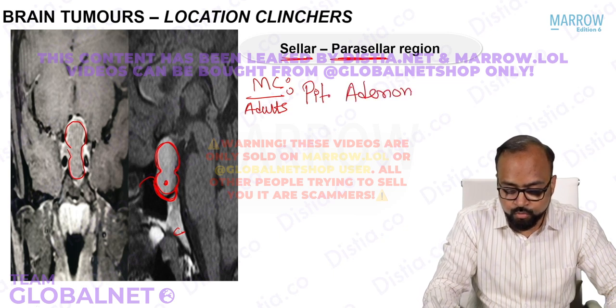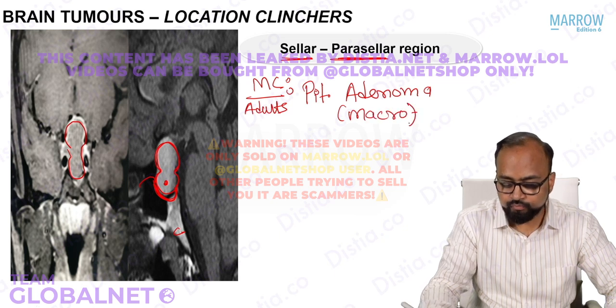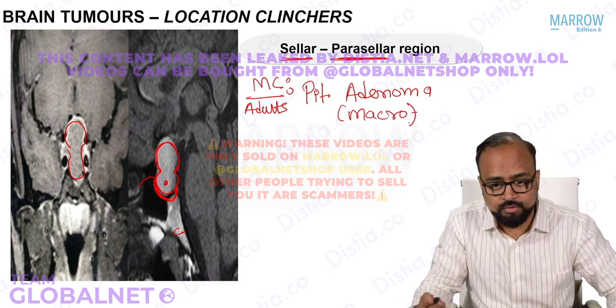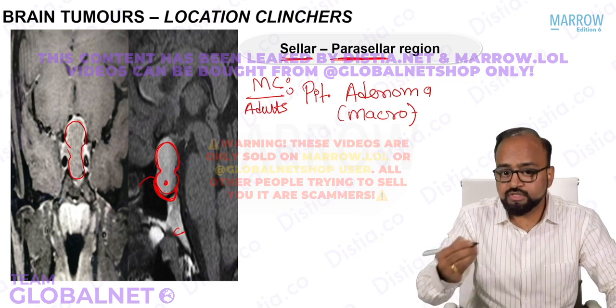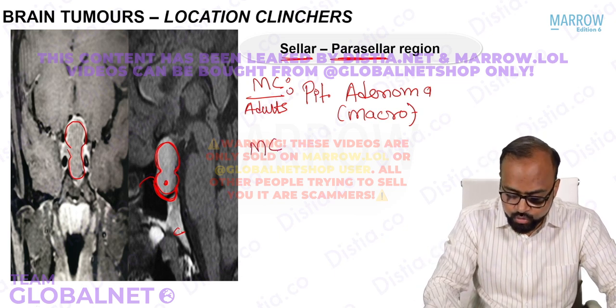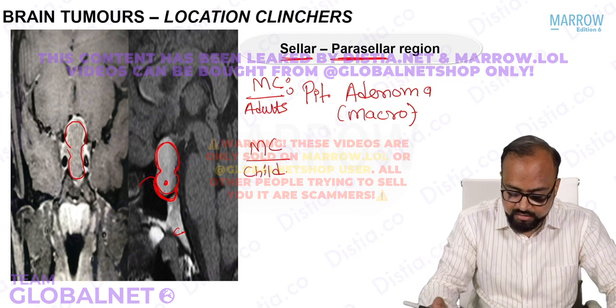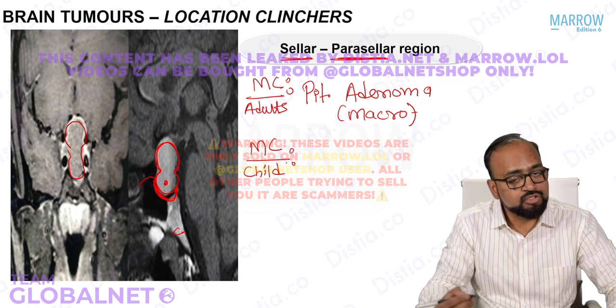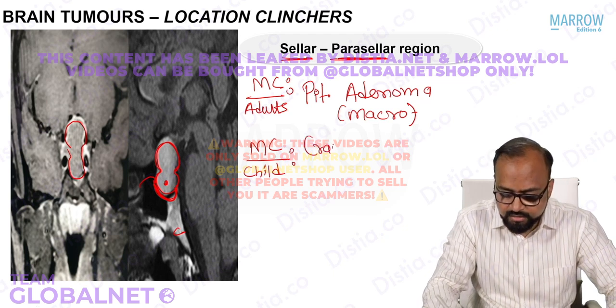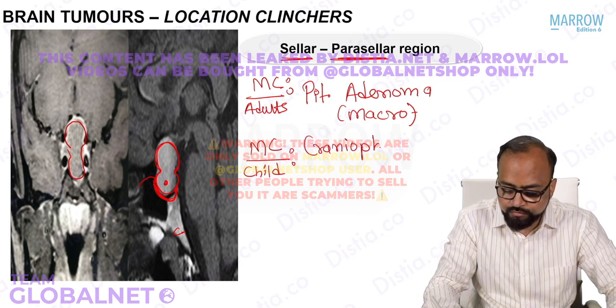adenoma. Most likely it is a macroadenoma. What is a macroadenoma? What is a microadenoma? We'll discuss it. But if the history is of a child, then remember that the most common lesion here in a child, right, in the parasellar region or the suprasellar region is a craniopharyngioma.